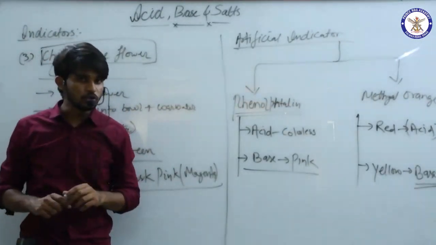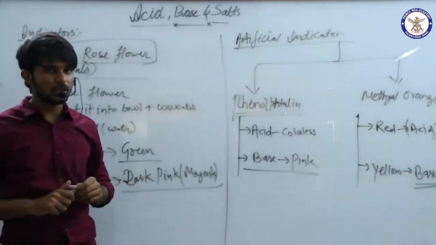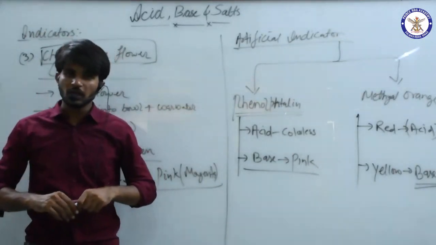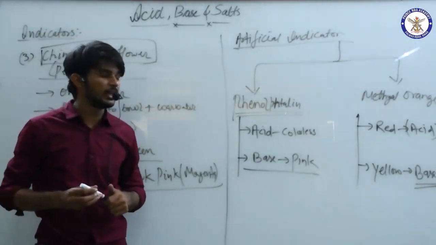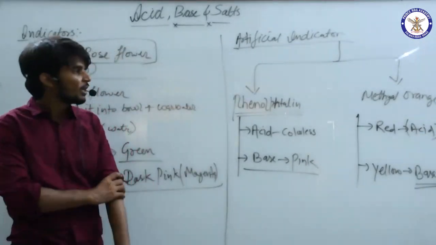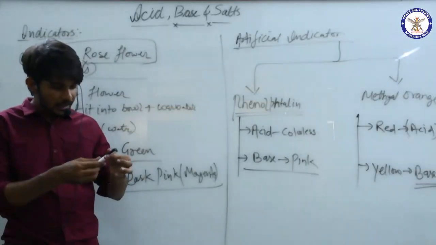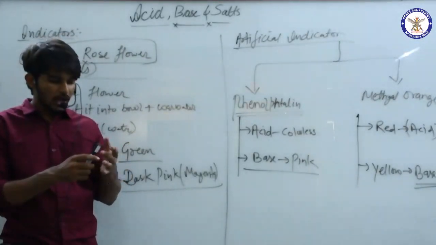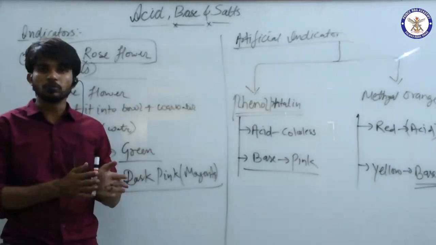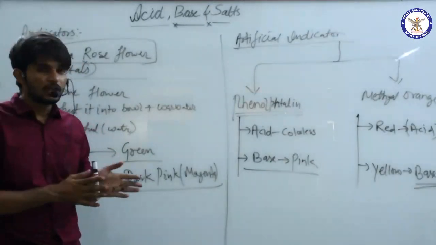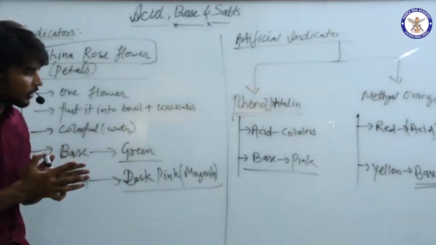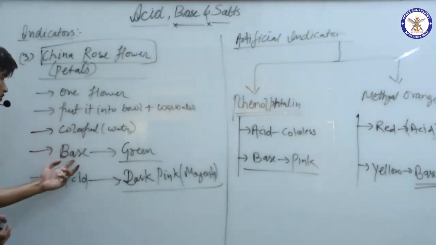There are three types of indicators: natural indicators are litmus, turmeric and China rose water, and artificial indicators are phenolphthalein and methyl orange. Now the next point is that the color changes after putting drops of acid and base. We have seen this in litmus, in turmeric and in China rose water.